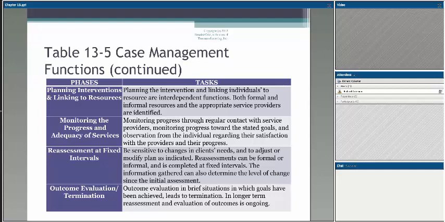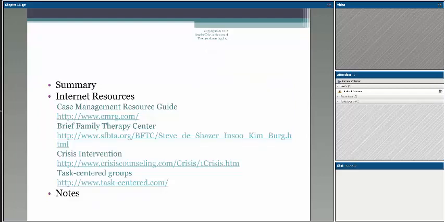Monitoring the progress, obviously, reassessing at fixed intervals when we need to, and then really looking at the outcome. So after all is said and done and all the services have been provided, is there a substantial outcome in terms of behavior that warrants some degree of success for the families that we actually work with?